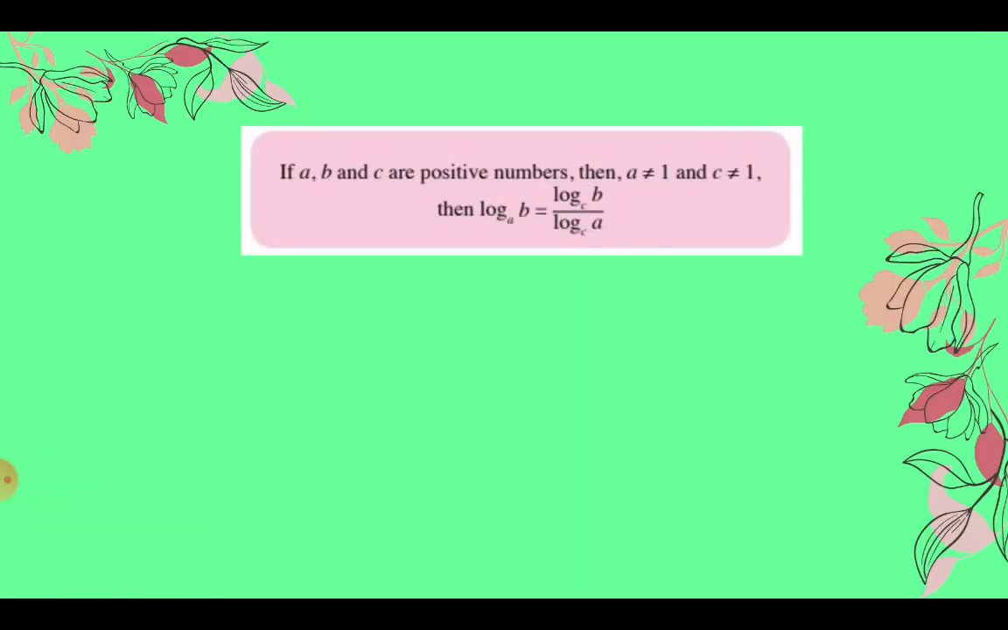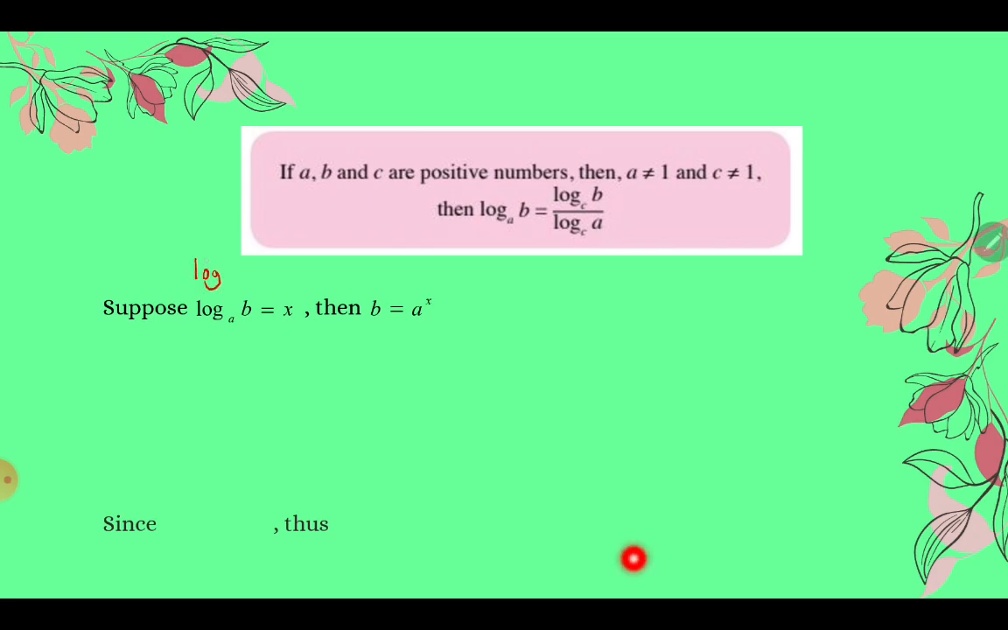If a, b and c are positive numbers, with a not equal to 1 and c not equal to 1, then the formula for change of base in logarithm will be log b base a equals log b base c over log a base c. Suppose that log b base a equals x, so b equals a^x. So how come we have this term b equals a^x?